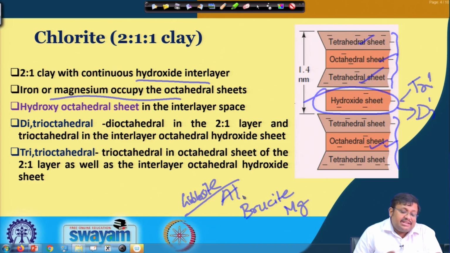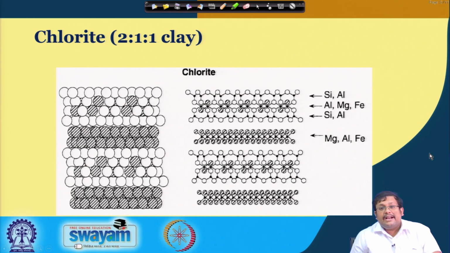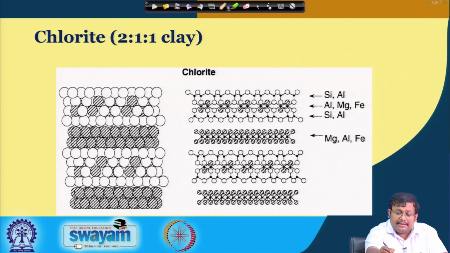However, in the case of trioctahedral, the interlayer space will be dominated by trioctahedral hydroxides like brucite. However, in the 2:1 type of layer, the octahedral layer will be dioctahedral, that means dominated by aluminum. So, I hope now it is clear to you. So, if we move ahead and see the structure in detail, obviously this shows the detailed structure of chlorite.